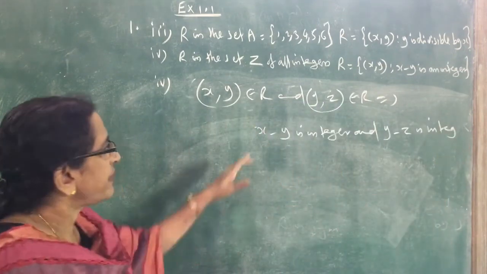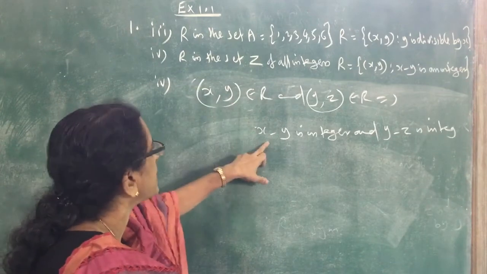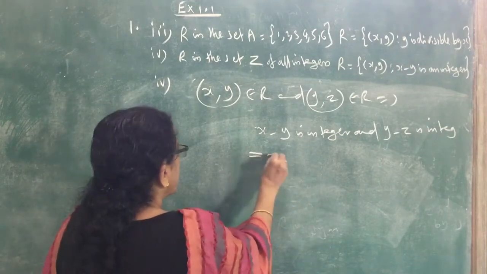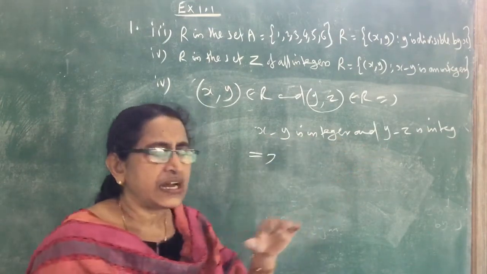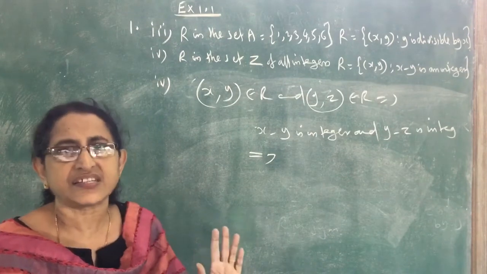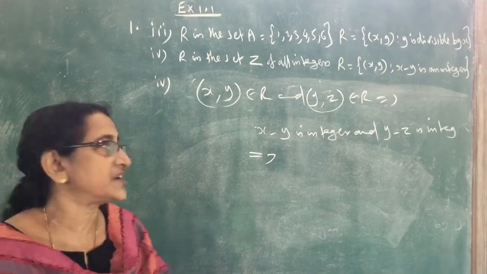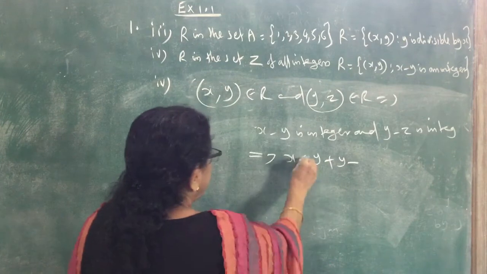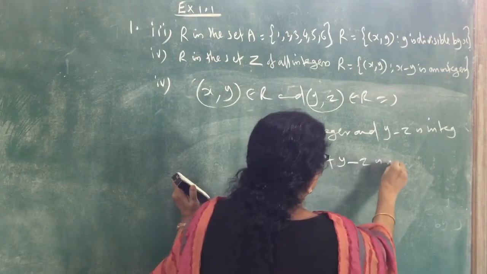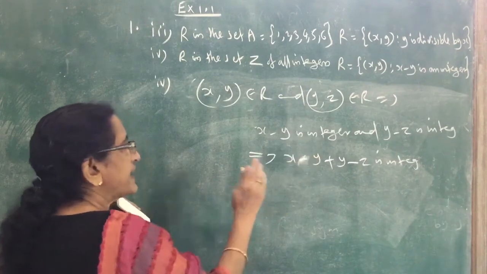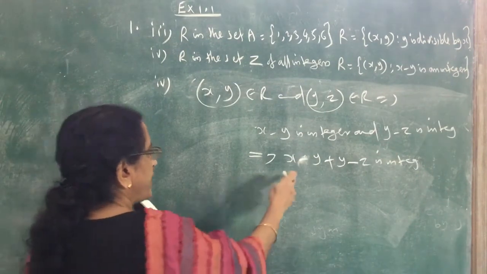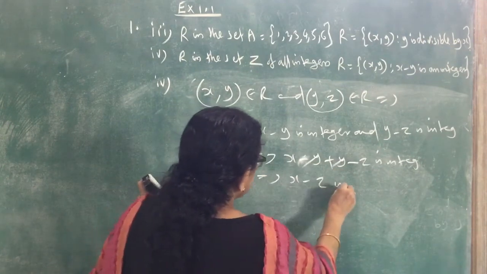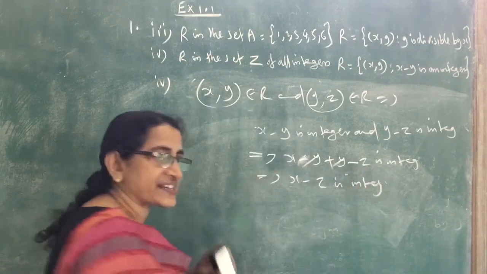From this we can write x minus y is an integer, and (y, z) belongs to R means y minus z is an integer. Now that implies what? If this is an integer and this is an integer, we know the sum of any two integers is again an integer. Therefore x minus y plus y minus z is an integer. The y cancels, so x minus z is an integer. So we got x minus z is an integer.